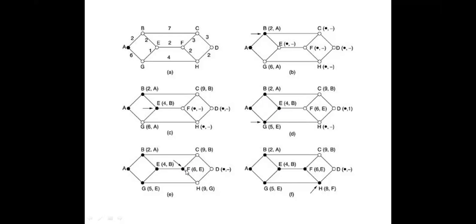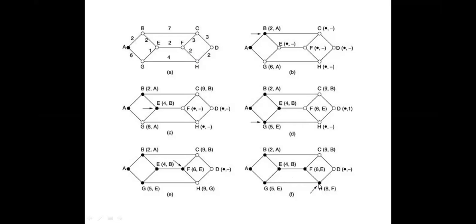Once you reach here, in which direction do you want to move? F to C or F to H? F to H is 2, but F to C is 3. So I want to move F to H. If you move F to H, or you can move G to H, which one is better? For G, at G 5 comma E, 5 plus 4 is 9, so 9 comma G. Or if you choose F in this direction from F to H, F is 6 and 6 plus 2 is 8. So 8 comma F or 9 comma G, which one is better? 8 comma F is the shortest one compared to 9 comma G. So 8 comma F is better.